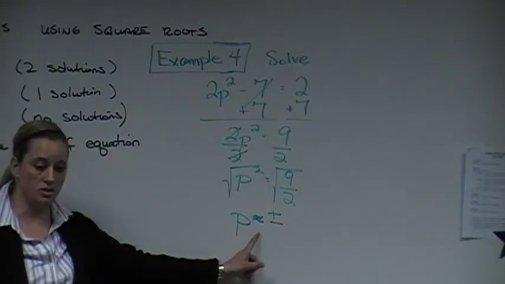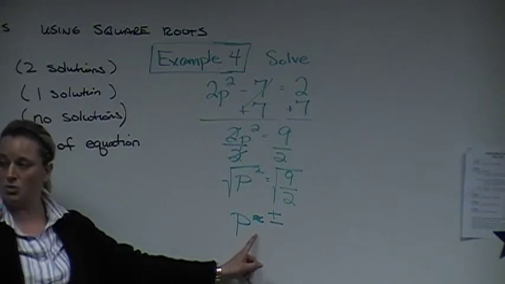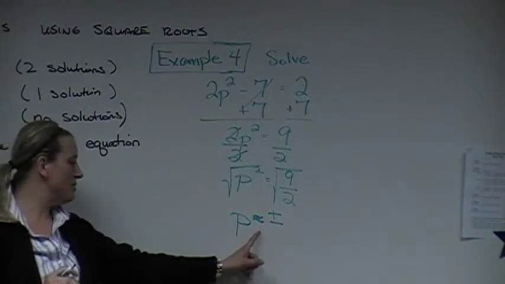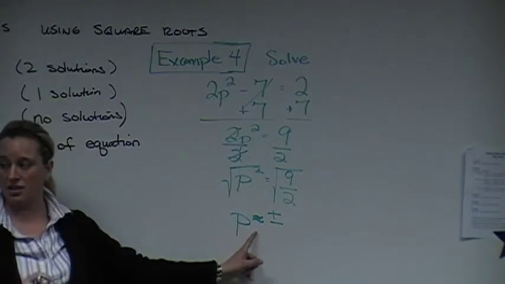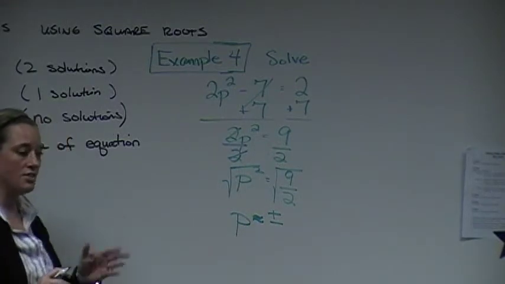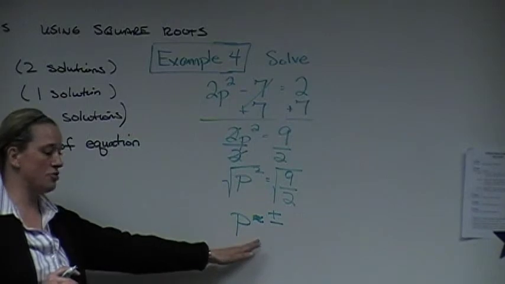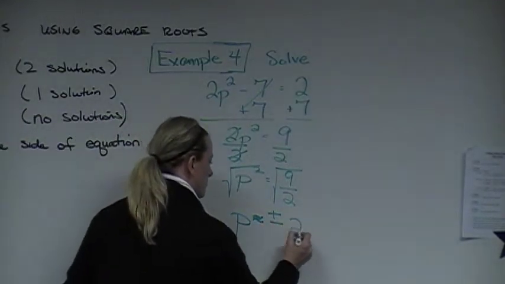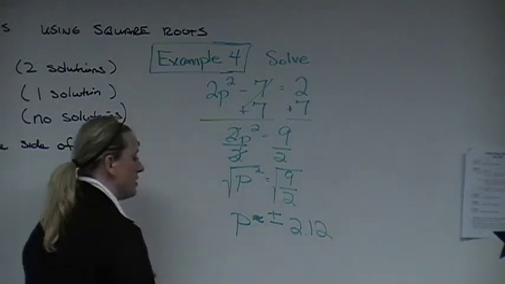So we need to make sure we denote that. Yes, that's what I'm looking for. An approximation because it's not a perfect answer. Okay. All right. What did you guys get as your answer to the nearest hundredth? 2.12. Awesome. There we go.